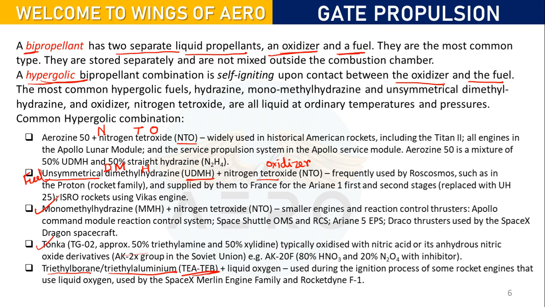Sometimes they can also give it in this way, like they will give you the chemical formula. So please do note down the chemical formulas also. Nitrogen tetroxide represents N2O4.